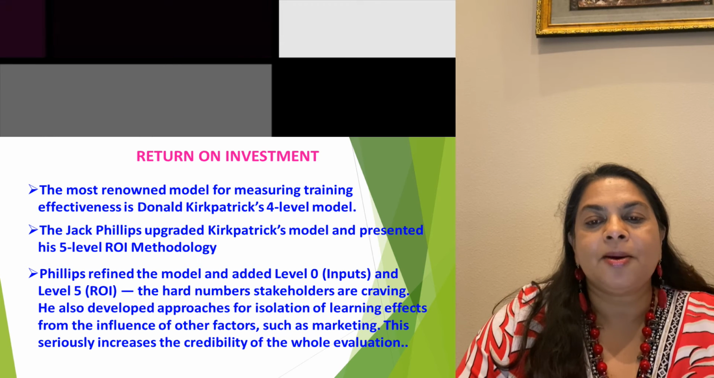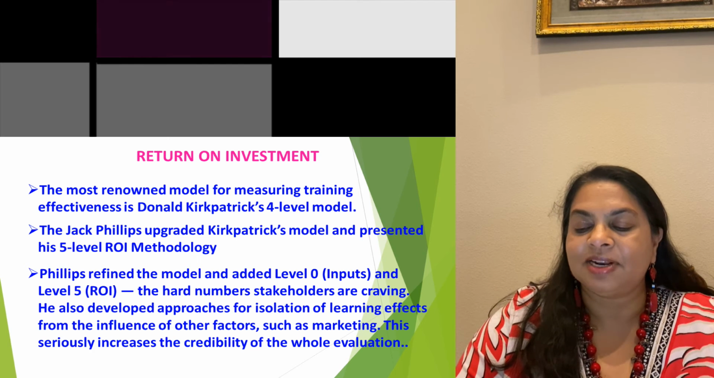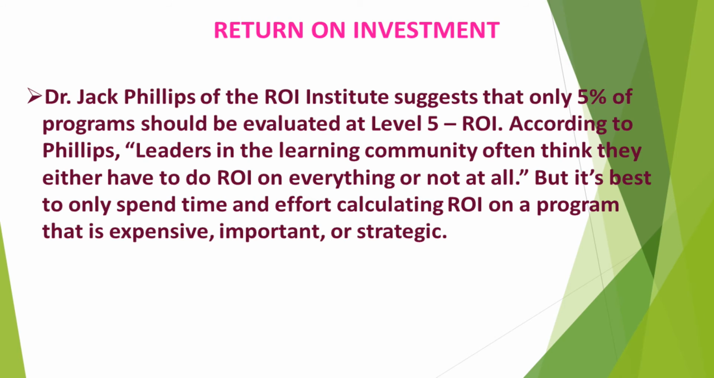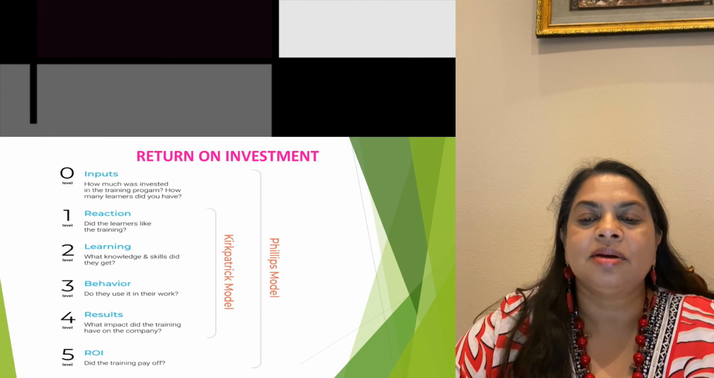In the next slide, I'm going to show you the 5 stages Dr. Jack Phillips developed. Dr. Jack Phillips of the ROI Institute suggests that only 5% of programs should be evaluated at level 5. According to Phillips, leaders in the learning community often think they either have to do ROI on everything or not at all. But it's best to only spend time and effort calculating ROI on a program that is expensive, important, or strategic. Here is the 5 level model of Jack Phillips ROI model.